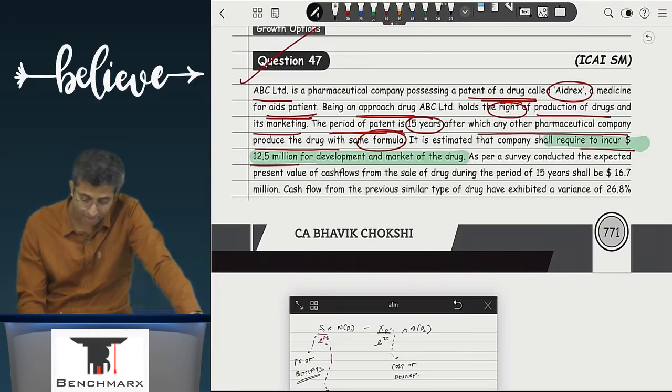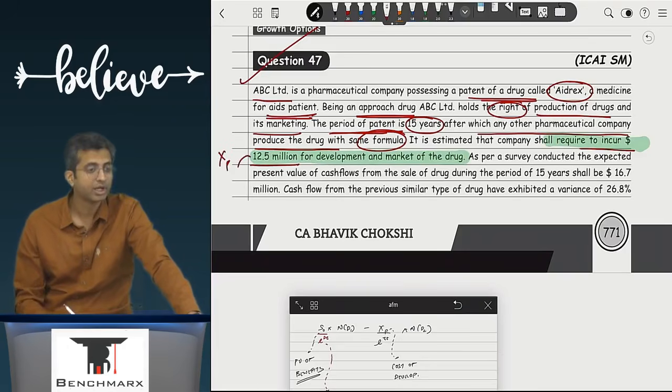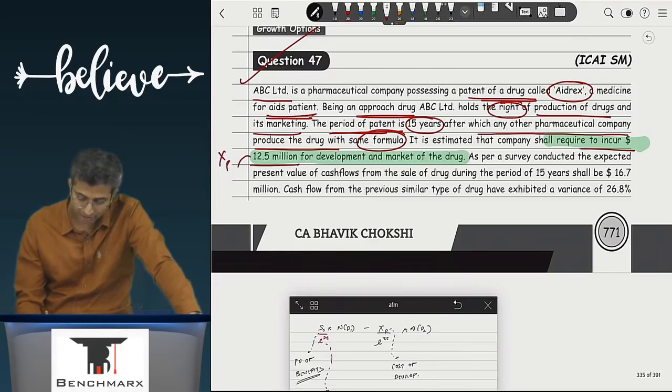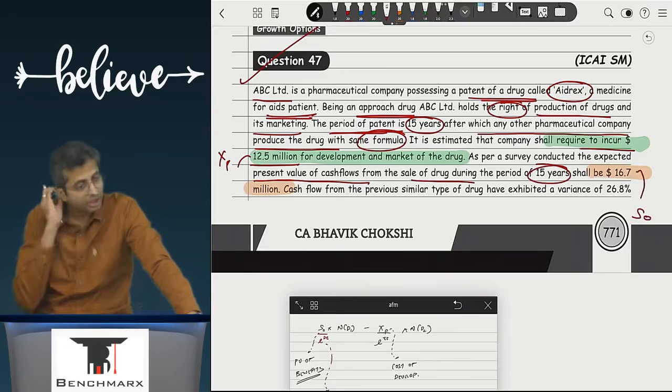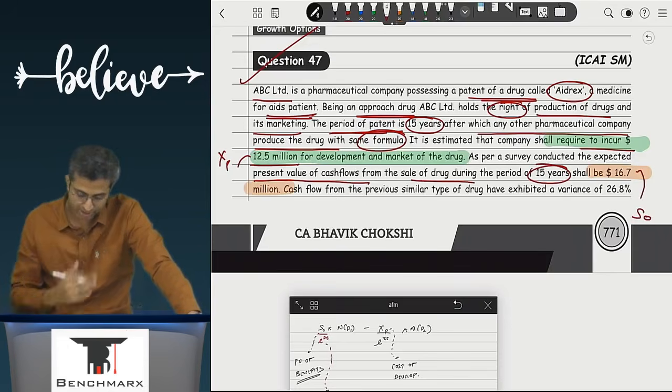It is estimated that the company shall require to incur 12.5 million of development cost and market of the drug. This is treated similar to XP, so the cost to develop. As per a survey conducted, the expected present value of cash flows from the sale of the drug for a period of 15 years will be 16.7. What will you treat this 16.7 as? S0. This is treated in a manner similar to S0.